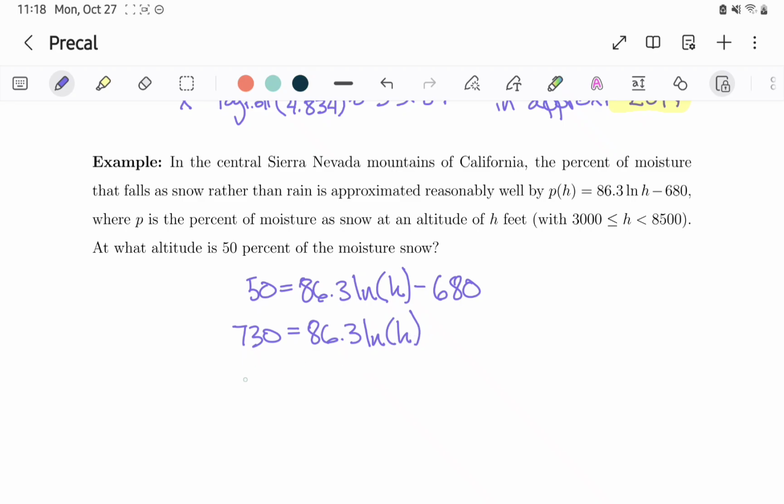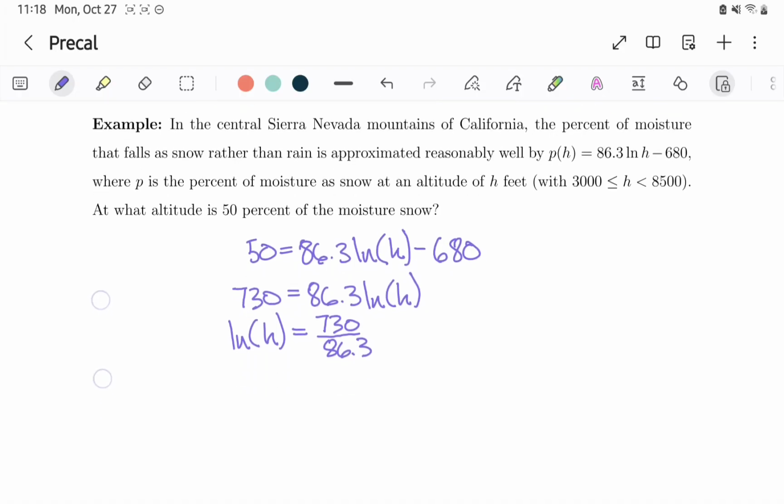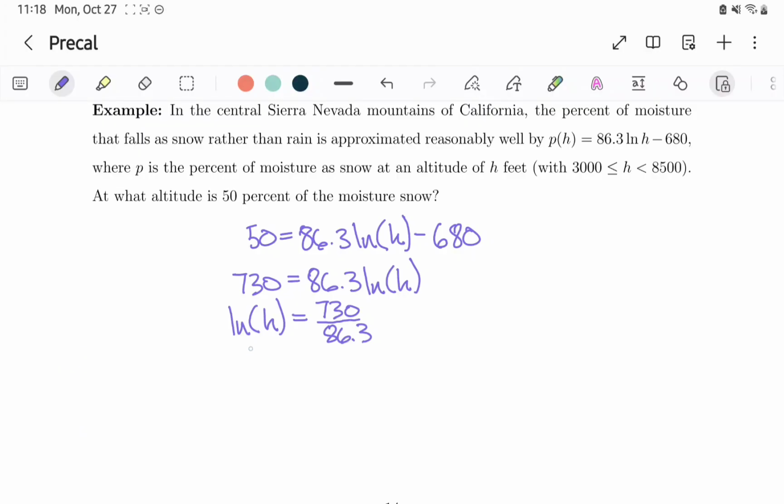And then we can go ahead and divide both sides by 86.3 to get that the natural log of h is equal to 730 divided by 86.3. And then what we can do from here is raise both sides to the e, because of course e to the ln of h is just going to be h. And then on the right-hand side, we'll just have e to the 730 over 86.3. So h is equal to e to the 730 over 86.3, which is going to be approximately 4,716.7 feet.